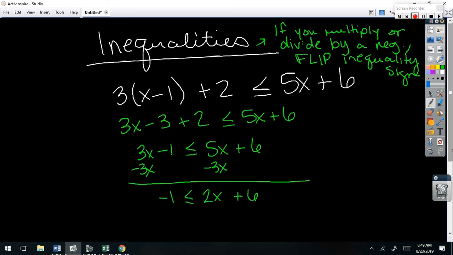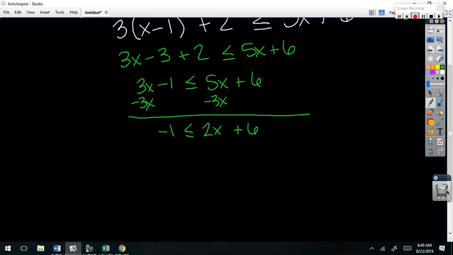Am I going too fast or y'all bored? Okay. Subtract the 6. And then what? Yep. Now, this is negative over here. Does that mean I should flip the sign? No. Only when you multiply or divide by a negative number.